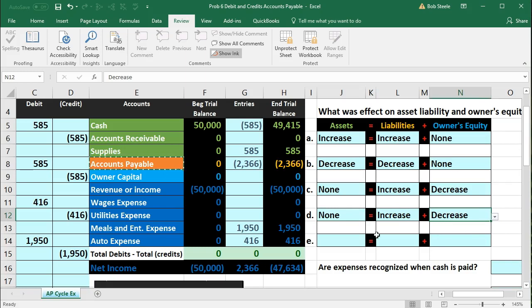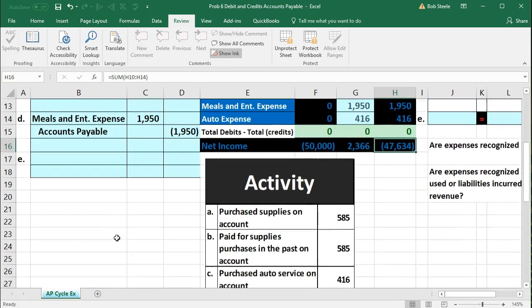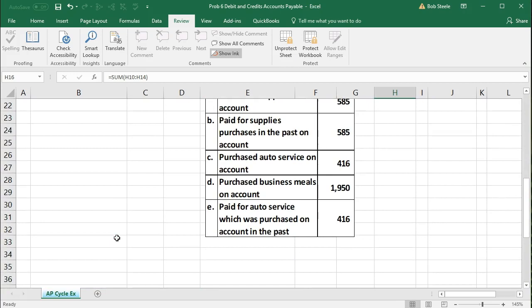We also know that the expense went up, bringing net income down, and total equity always goes in the same direction as net income. Net income decreasing results in a decrease to the total equity. E then. Last transaction says, paid for auto service which was purchased on account in the past.